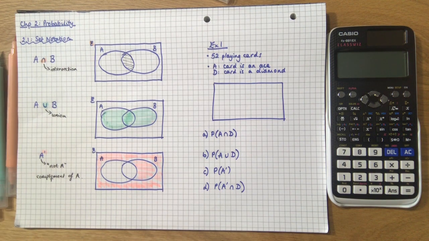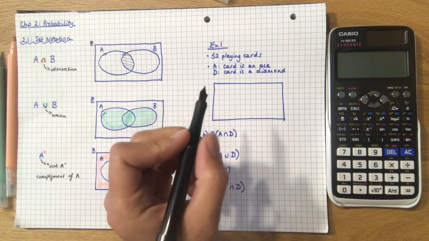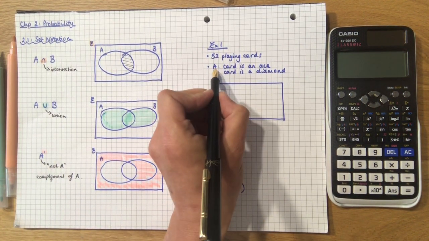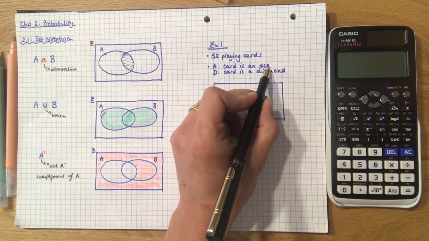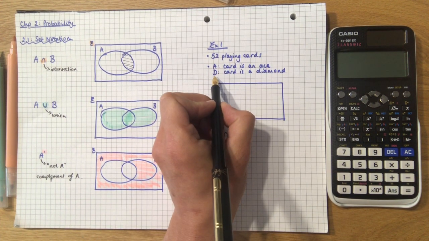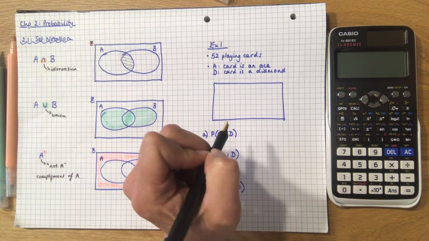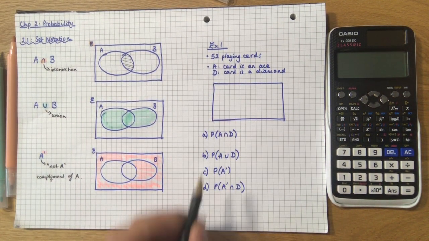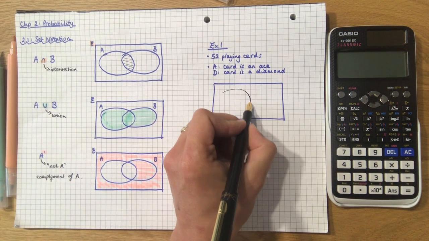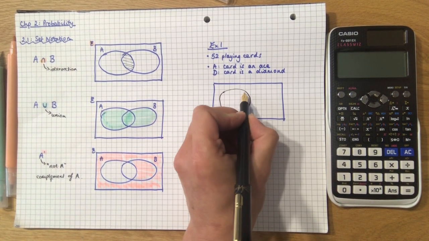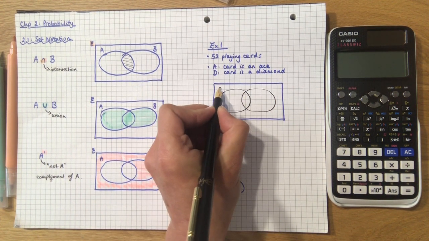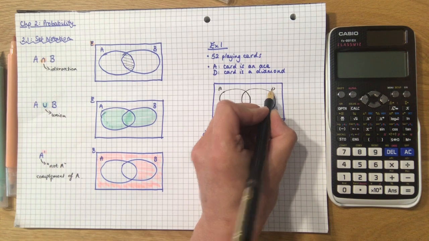So let's have a look at this in an example. Example 1, we are presented with a pack of 52 playing cards, and we are given 2 events. A is the event that the card is an ace, and D is the event that the card is a diamond. Now, before we even look to answer the questions, let's draw a Venn diagram to represent this, because it's much, much easier to answer practically every probability question if you've drawn a Venn diagram. So, ace and a diamond.